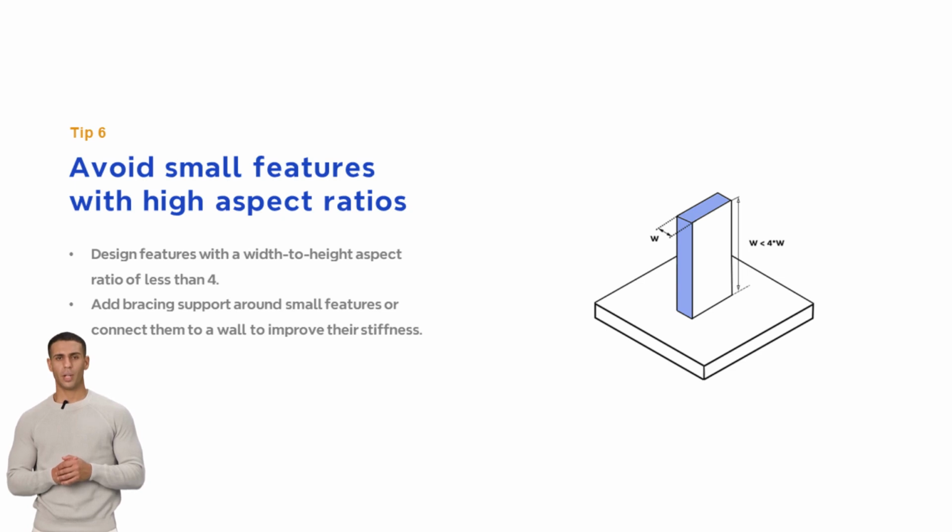Tip number 6, avoid small features with high aspect ratios. Small features with high width-to-height aspect ratios are prone to vibrations, and therefore difficult to machine accurately. To improve their stiffness, consider adding bracing features or connecting small features to a wall. Also design features with a width-to-height aspect ratio of less than 4.